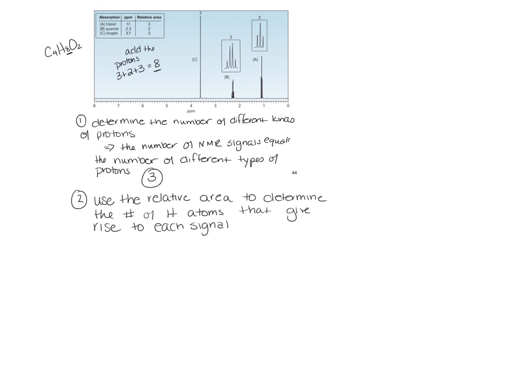So when we look at HA, HA has 3 hydrogens. Then we go to HB, and that has 2 hydrogens, so that carbon has 2 hydrogens. And then we go to HC, and that carbon also has 3 hydrogens.